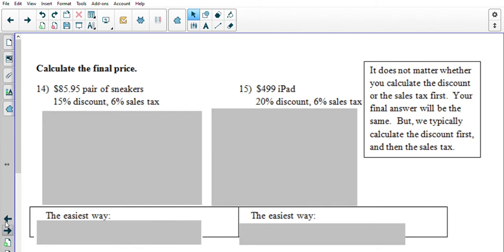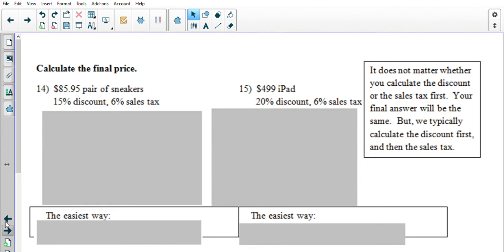All right, now we are going to combine discount and sales tax together. I do want to point out this box off to the right. It says it does not matter whether you calculate the discount or the sales tax first. Your final answer will be the same, although in between your steps might look a little bit different. We do typically calculate the discount first and then the sales tax.